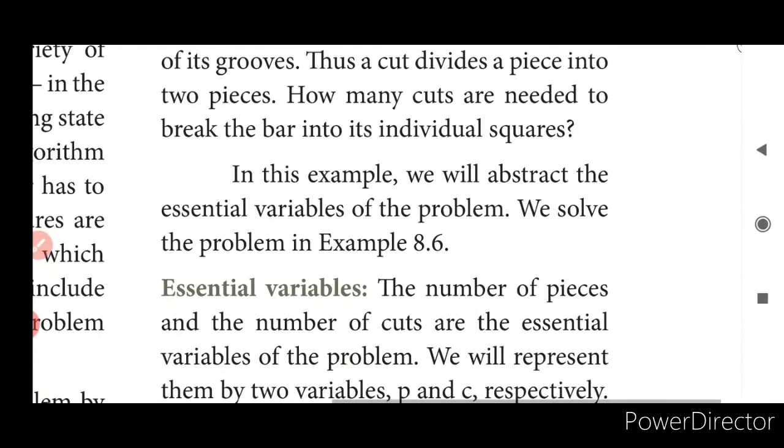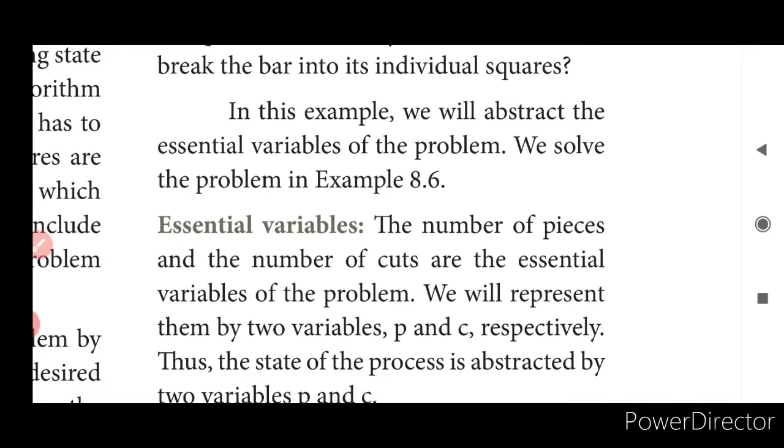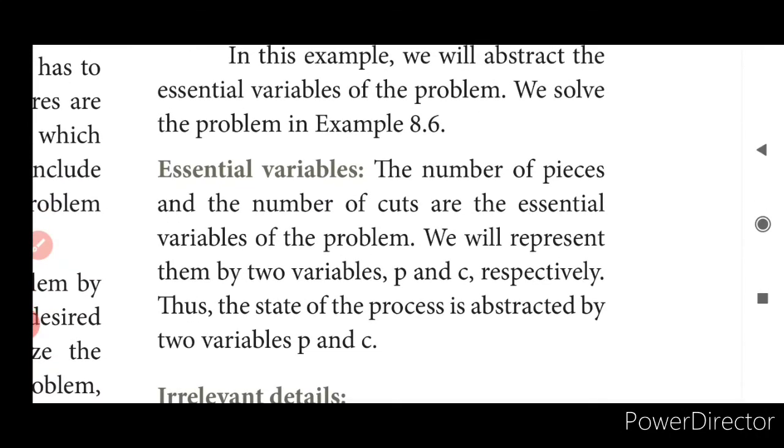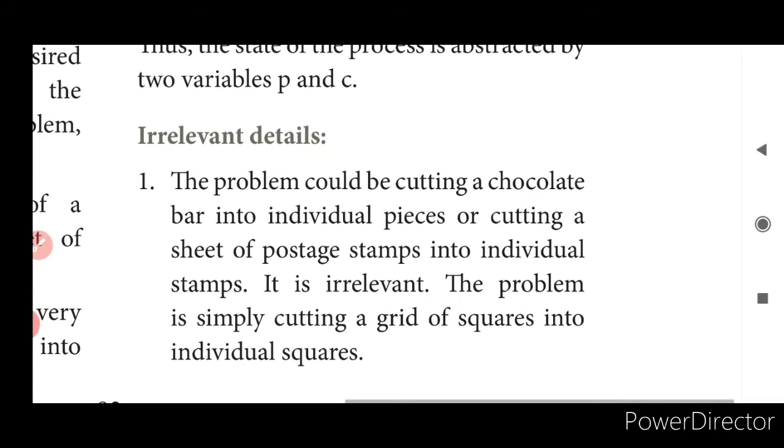This is an algorithm problem. So the number of pieces and the number of cuts are the essential variables of the algorithm. We will represent them by two variables P and C. Thus, the process is abstracted by two variables P and C. So here, what are the irrelevant details?